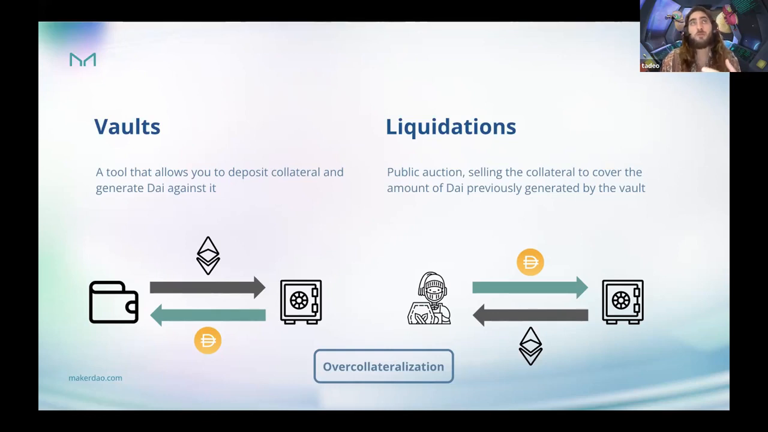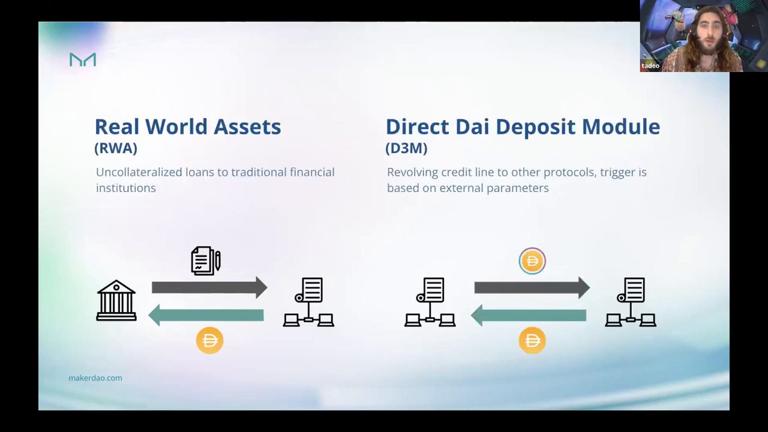Now we have other ways that we are expanding our ways of introducing liquidity into the market. Two big points here, one is real assets. This is us making loans to traditional financial institutions. This could be anywhere from real estate to development of sustainable projects, as well as engaging with mortgages, for example. In this case, rather than having collateral ourselves, we are basically having a contract with the financial institution that we give this loan to.